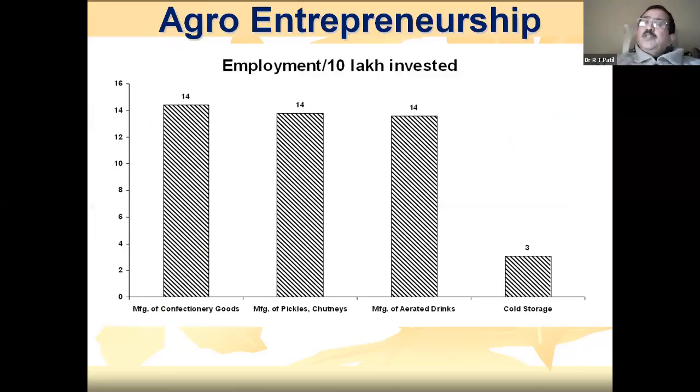So these processing units are not very expensive, but they provide a lot of employment.